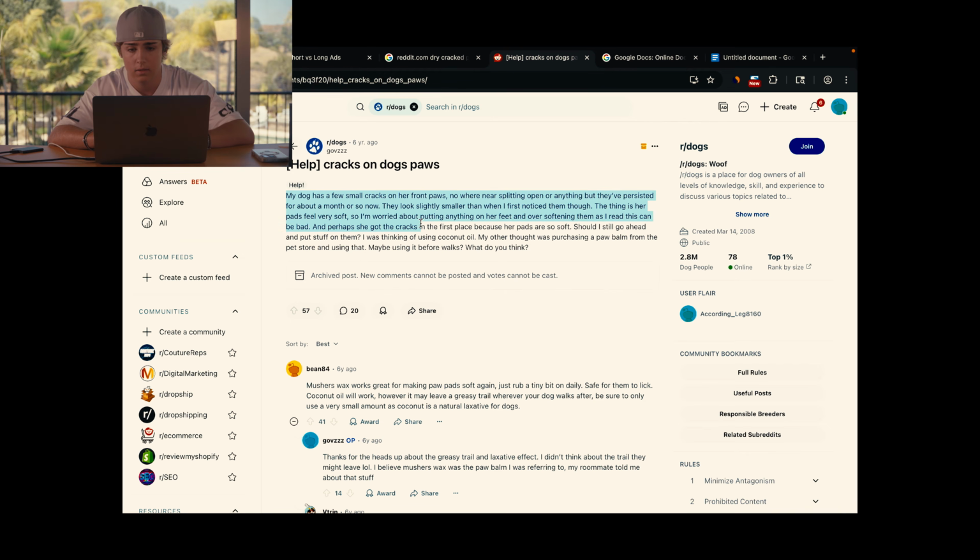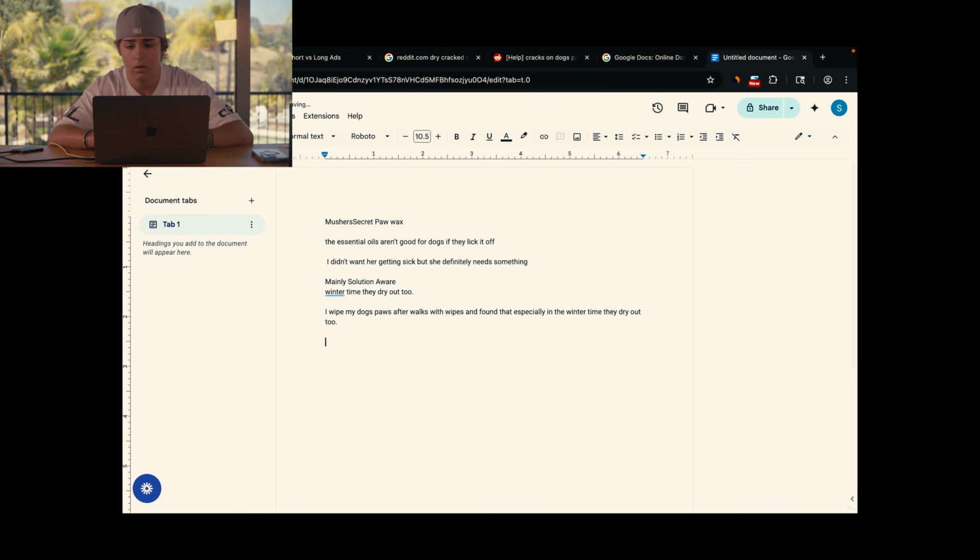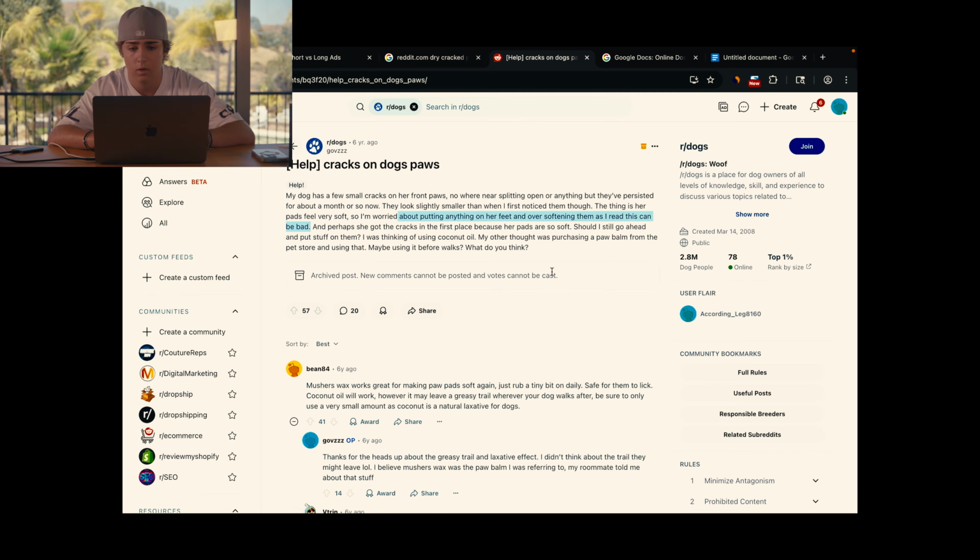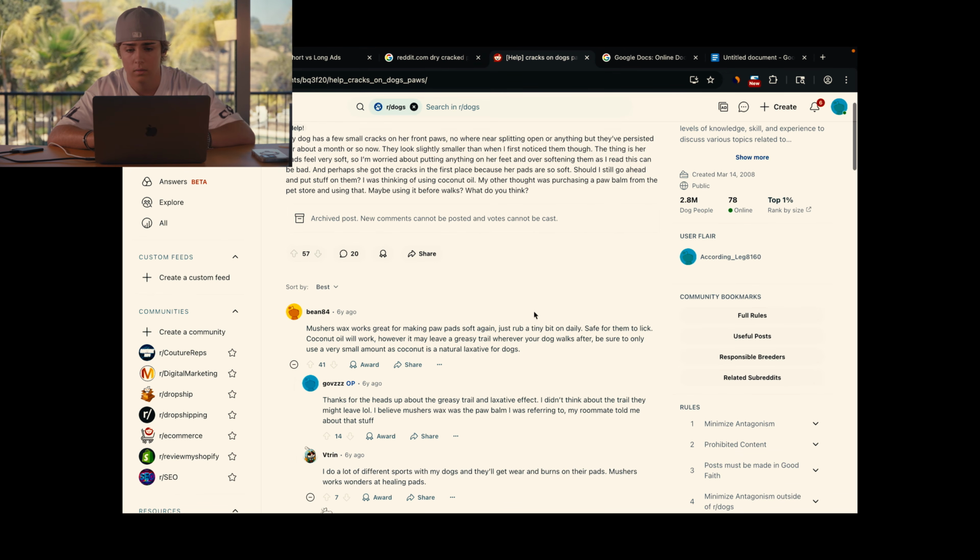Obviously, you can see here's a huge topic. So my dog has a few small cracks on her paws, nowhere near splitting open or anything. They look like slightly smaller. The thing is, her pads feel very soft. I'm worried about putting anything on her feet and over softening them. As I read, this can be bad. It's another solid objection. People are worried that something is going to over soften their dog paws.